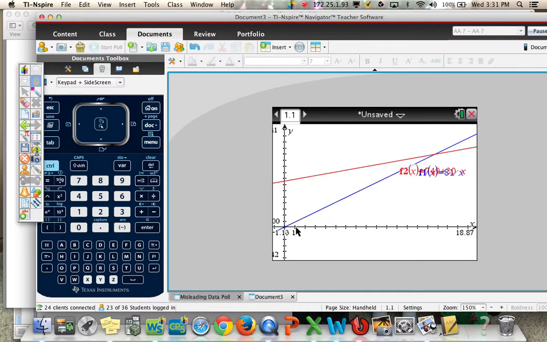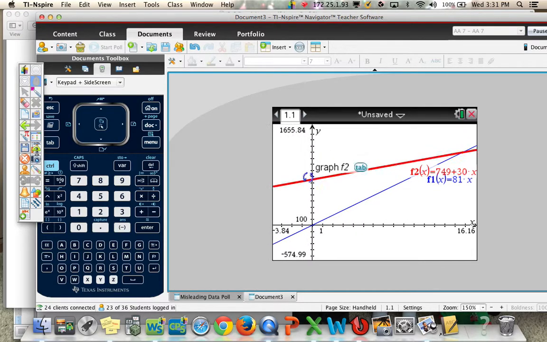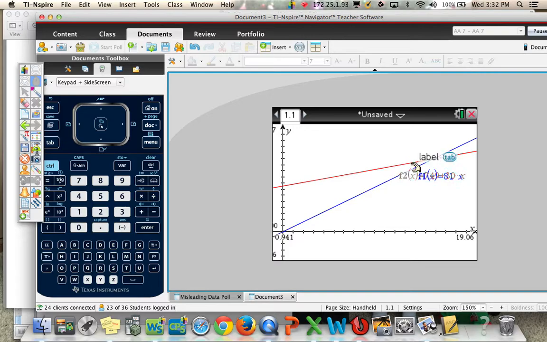Okay, so the first equation that I put in was blue. So this is starting at $0, you're paying $81 a month. The red line starts at $749. You can see the scale of the graph here. At $749 we're starting at, and we're paying $30 a month. So we're trying to find this point of intersection.